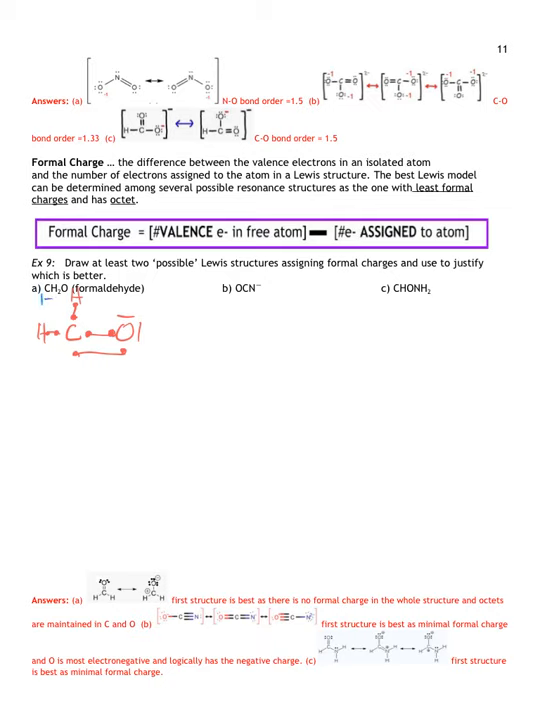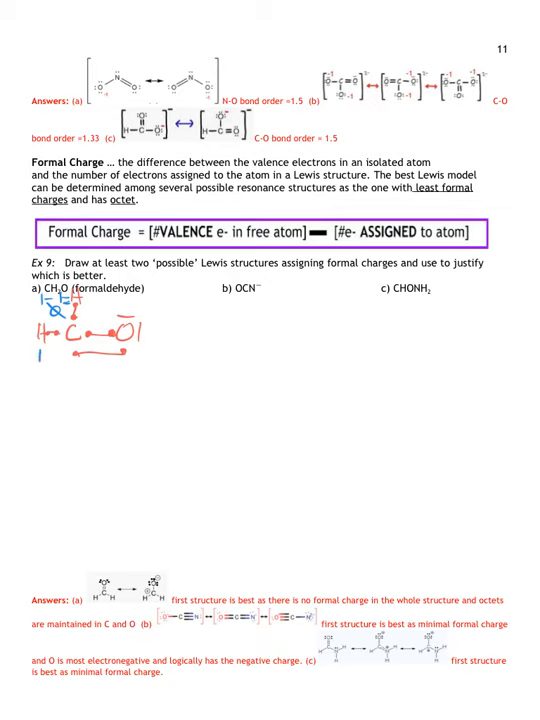And then I'm going to figure out how many electrons are assigned to that atom. So I look in the structure and I see only one of them actually belongs to that atom, the one that is assigned to that atom. So the number of assigned electrons is 1. So what's 1 minus 1? That equals 0. So the formal charge on that hydrogen is 0.